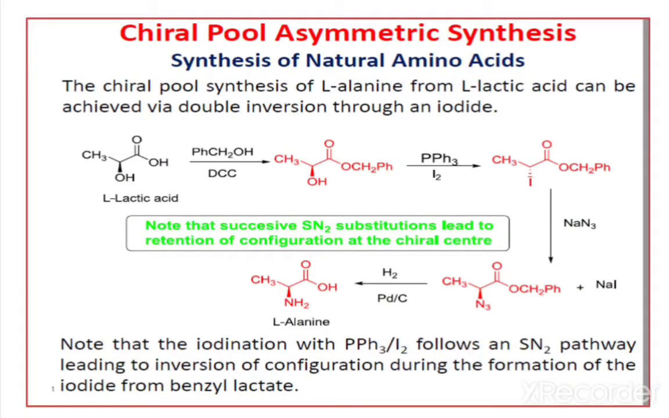Next, chiral pool asymmetric synthesis of natural amino acids. The chiral pool synthesis of L-alanine from lactic acid can be achieved via double inversion through the iodide. That means here the L-lactic acid, first the protection of the carboxylic acid. Now the next step is triphenylphosphine in the presence of I2. Note that the successive SN2 substitution leads to retention of configuration at the chiral center.